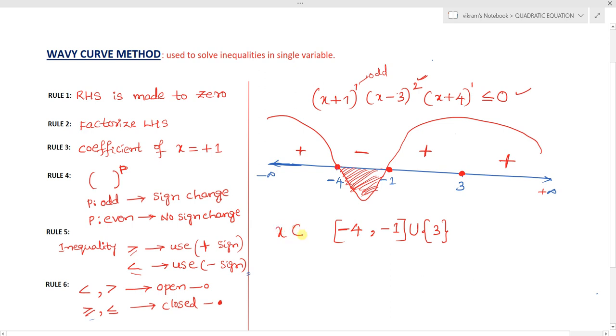So it is in the range of -4 to -1. At -4 it is 0 equals to 0, at -1 it is equal to 0, and in between -4 to -1 it satisfies the condition less than 0. And at the value of x equals to 3, again it is equal to 0. This is the way of finding the solution of the inequalities.